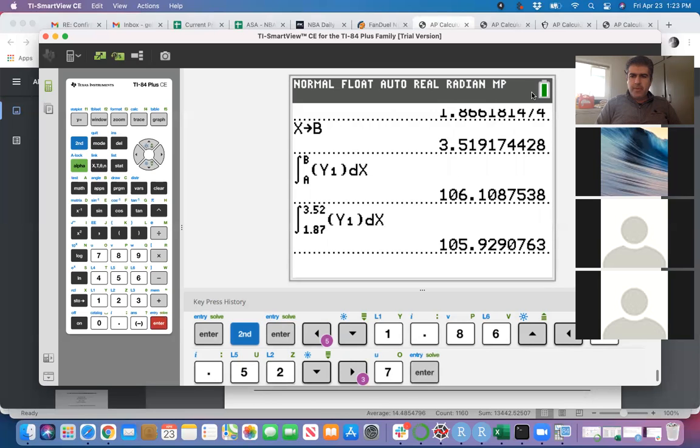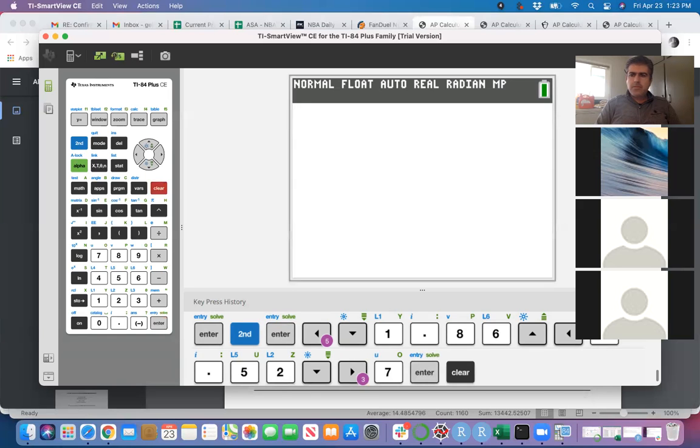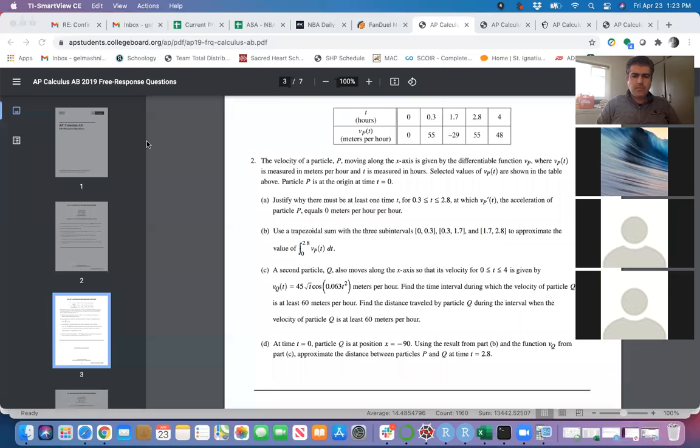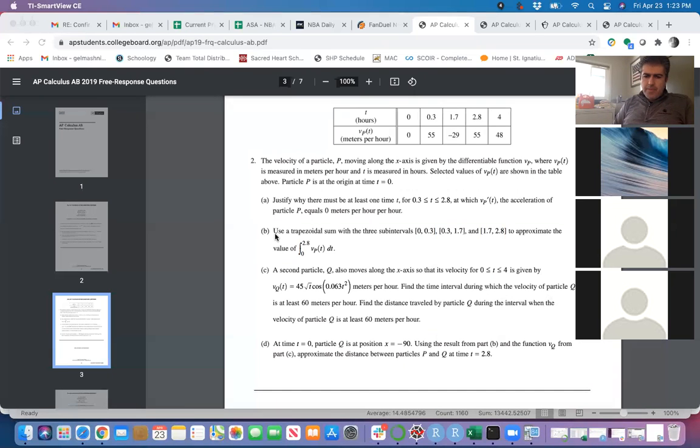Let's go back to the problem here. Okay, part D. At time t equals 0, particle Q is at that position. Use the result from part B, which is this that P traveled, and the function vQ, which is from part C, obviously. Approximate distance between them at t equals 2.8. Okay. Well, we know the answer was 40.75 from part B. Actually, we probably should have worked that out instead of just leaving it unsimplified. But it was 40.75 as a total distance traveled.